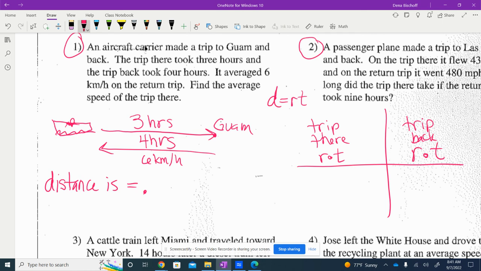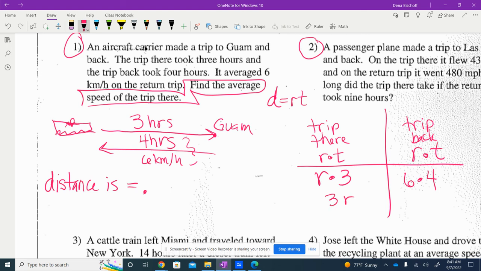Well, hang on a second. Do we know the rate? We're trying to find the rate on the trip there. Do we know how fast they were traveling on the way to Guam? No, that's just R. R times 3. What we know is on the trip back, this is the information for the trip back. We know that on the trip back, my rate was 6 kilometers per hour times 4 hours.